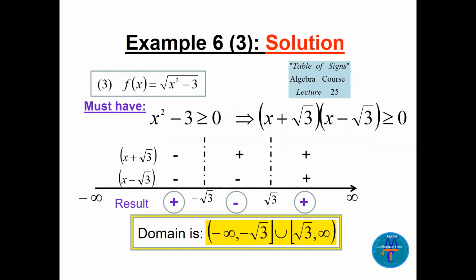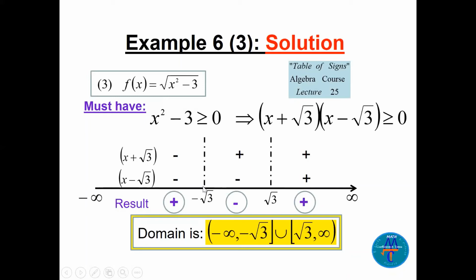Now, do you remember lecture 25 I put here? Table of signs. You take the radicand, as I mentioned in number 1, x squared minus 3 greater than or equal to 0, then you factor it: x plus square root of 3, x minus square root of 3, then you need a table of signs. Table of signs, that means polynomial inequalities. Please, you can see the algebra course, lecture 25. You know how to do it. You have to check the lecture if you need to see more examples.